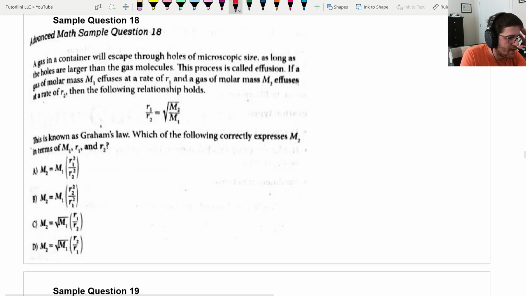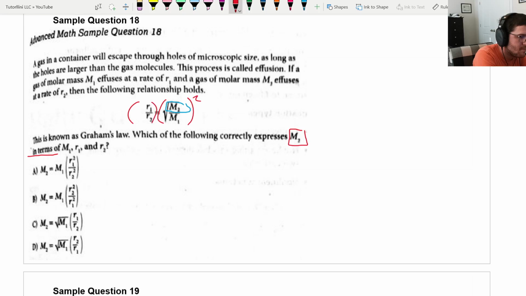So we're going to underline "in terms of," and whatever comes before that, m2, we're going to get by itself. So the first things first, I got to get rid of that square root. So we're going to square both sides. And we get r1 squared over r2 squared, and then the square root on the other side just goes away, m2 over m1.